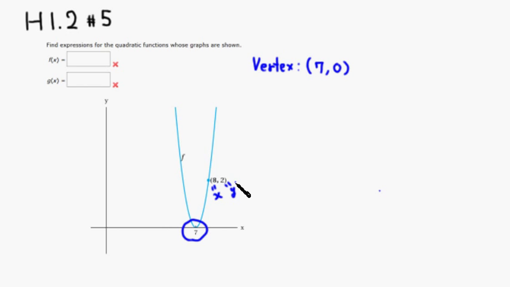Using the vertex form, the function f of x should be a, which we don't know yet, times x minus the x coordinate of the vertex, in this case 7, squared, and plus the y coordinate, which is going to be 0, so it doesn't really do anything. So I can just scratch that out. I'm just going to erase it.